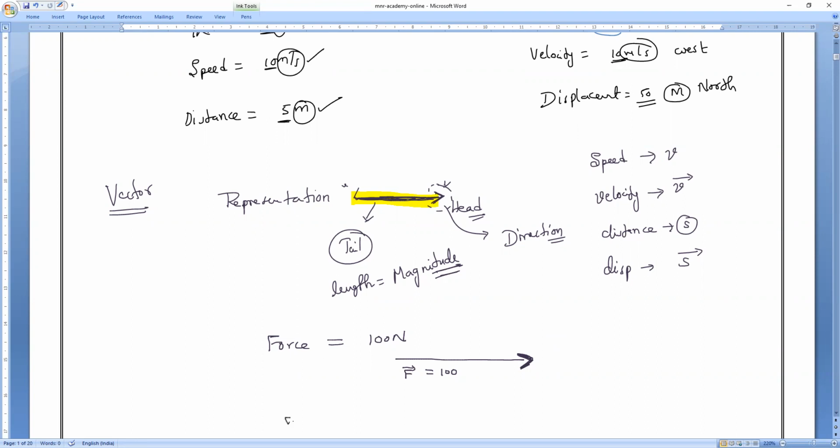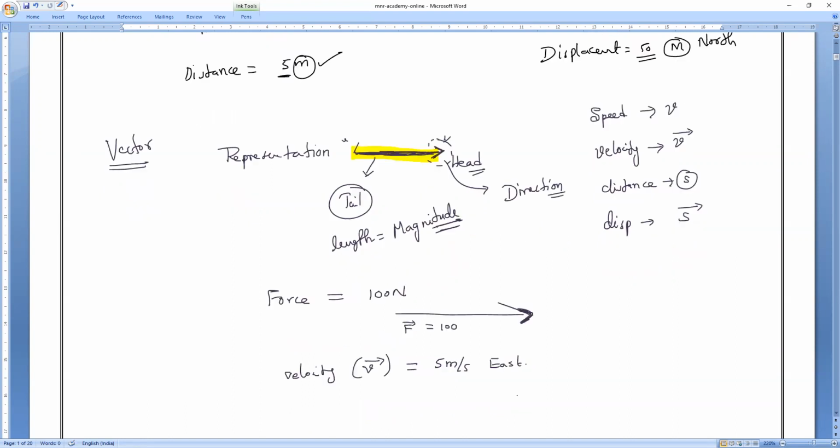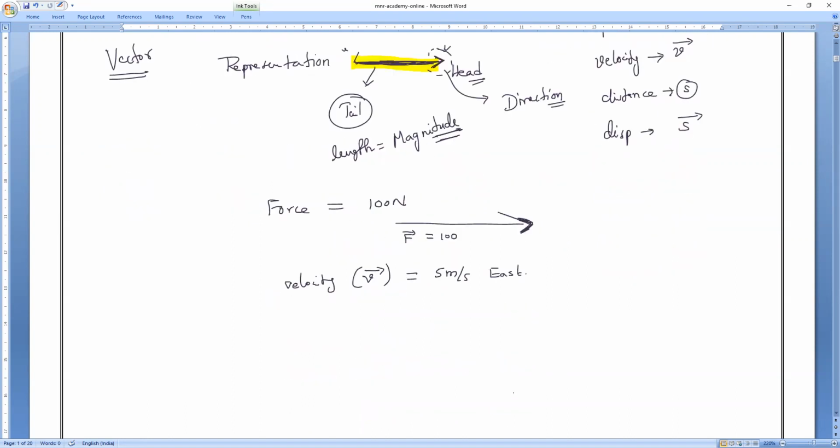Now, for example, I'll say velocity. Of course, we represent it with v only, and I put an arrow above it, indicating that velocity is, for example, 5 meter per second. Towards what direction is it acting? Towards the east direction. Understand, all of you?